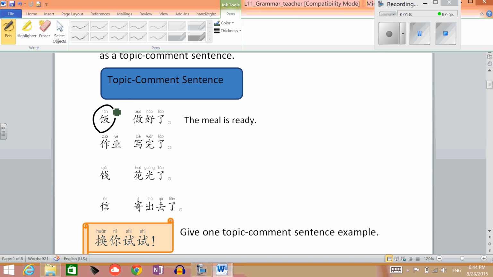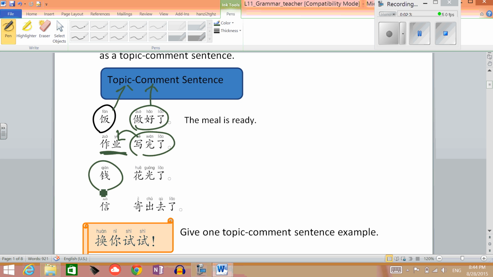好，饭做好了。饭 is the topic. The meal. 做好了 is the comment. It's done. So the meal is ready. That's the translation. Another example, 作业. The topic of the sentence is a short sentence. 作业 is assignment. 作业写完了. 写完了 is the comment, commenting on what about the assignment. It is written, it is finished. So homework is finished or assignment is finished.